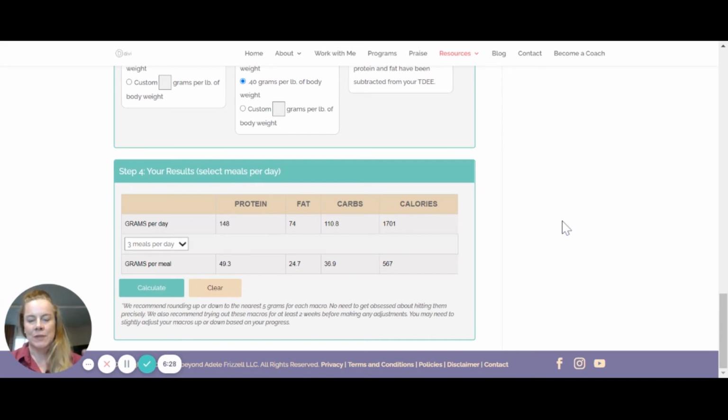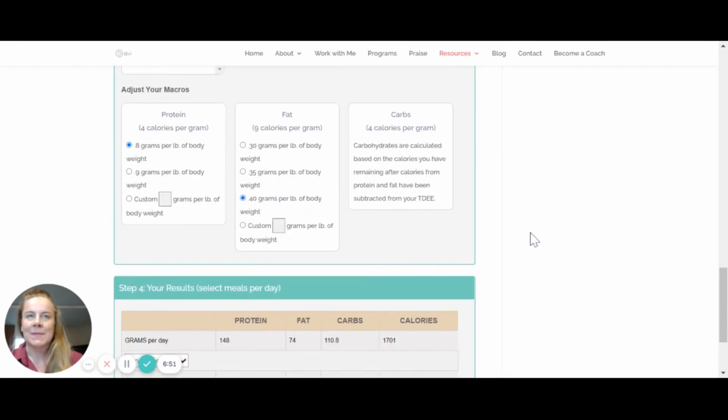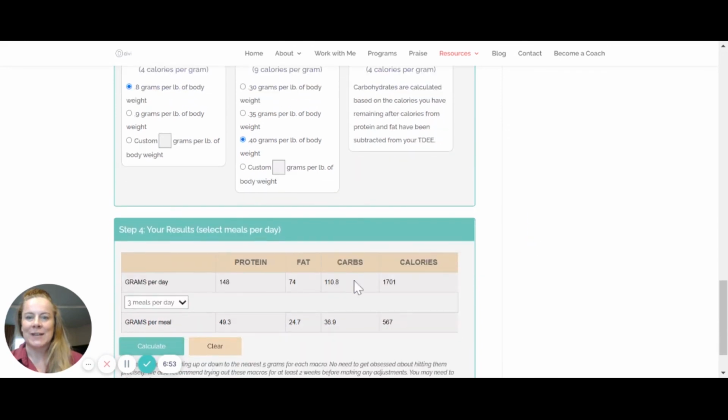I also recommend you play with this for a couple weeks, like give it 2 weeks at these macros. And if you're not seeing the changes you like, you can adjust. This is sort of a best guesstimate in the beginning. It's a bit like archery. You're just trying to hit the target in the beginning. With practice and time, you'll be able to hit the bullseye. But this is a starting point. This is some data that you can begin to work with here.